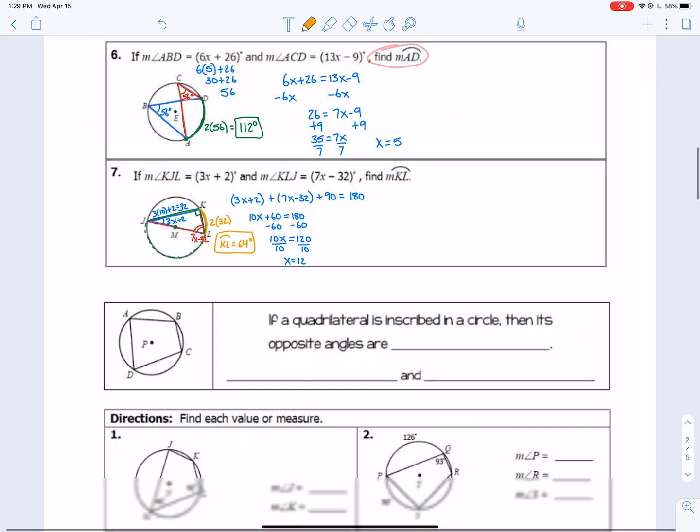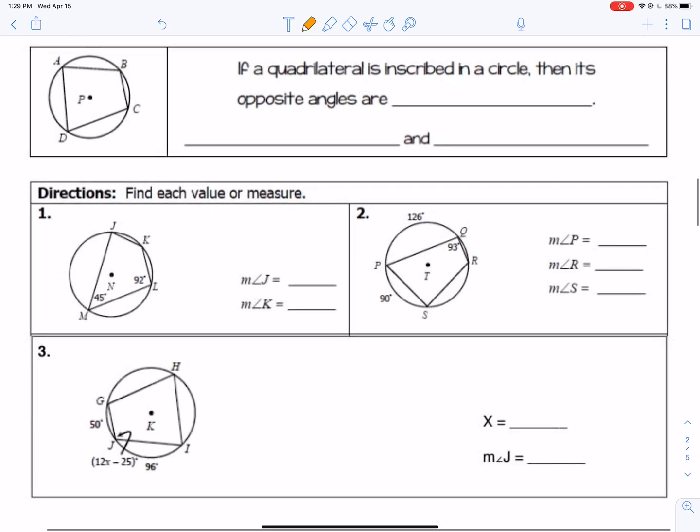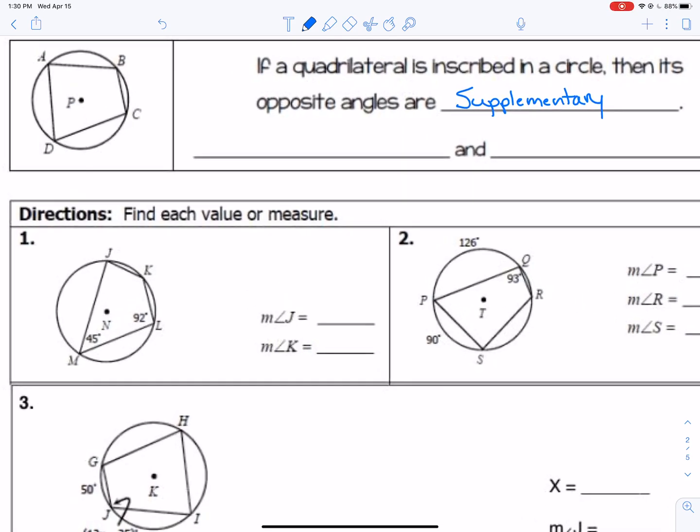All right, so we need to look at a few more examples with one last property. If a quadrilateral is inscribed in a circle, then its opposite angles are supplementary. Remember, supplementary means they add up to 180. So let's write that angle A plus angle C in that picture over there.